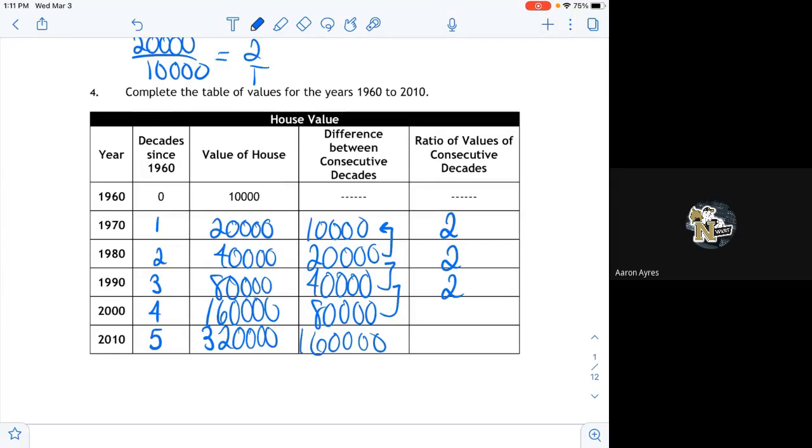Actually, I'm doing this wrong. I shouldn't be doing these numbers here; I should do it with these numbers here. 20 over 10, 40 over 20, 80 over 40, 160 over 80, and 320 over 160, right? But in each case, what's the ratio? 2 to 1. That's interesting, right?